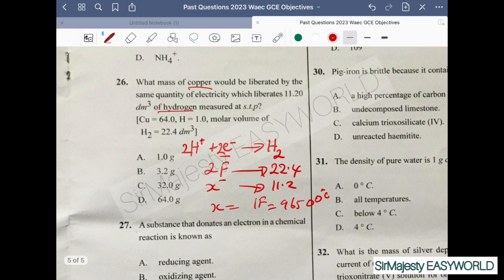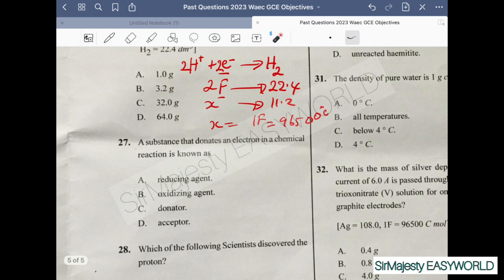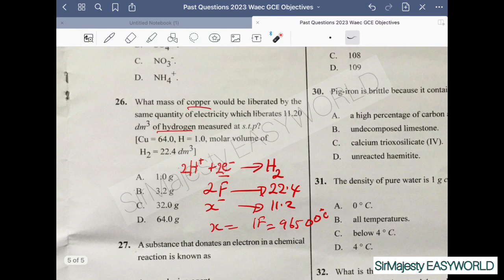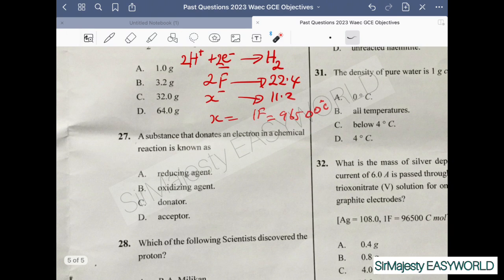Then we come to the element copper. Remember that copper has a charge of +2. And that means it will require 2 Faraday because of the 2 charges in it. Understood? Therefore, the quantity that was supplied was 1 Faraday. Simple. 2F is needed to give us copper, which is 64. They're supposed to give it to us in brackets there. Yes, copper is 64.